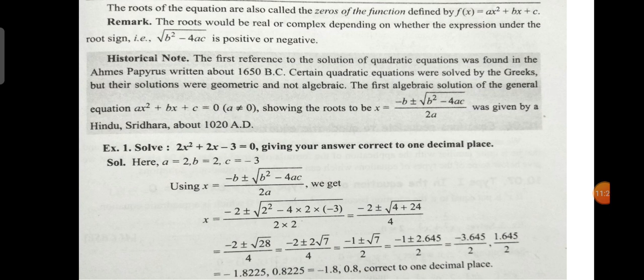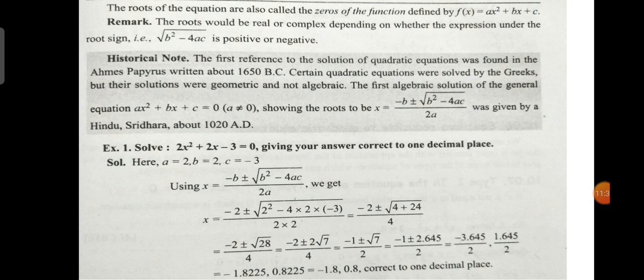Yes, so there is a question. Solve 2x square plus 2x minus 3 is equal to 0, giving your answer correct to one decimal place. That should be easy. Here, what is a?